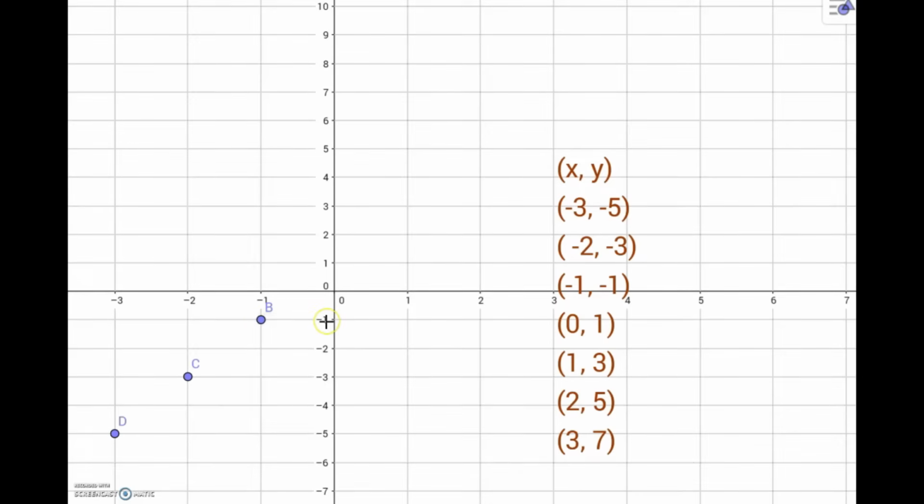Then it is -1 comma -1, if you are used to negatives. This is 0 comma 1, which is here, this point. And then we have 1 comma 3, which is here, and 2 comma 5 and 3 comma 7. 3 on the x and 7 on the y, and you can plot them. Now what happens when you join these points? Let's see. Wow, here is a line, and that is the reason the set of points given by x comma y, where y is 2x plus 1, gives you a linear equation.